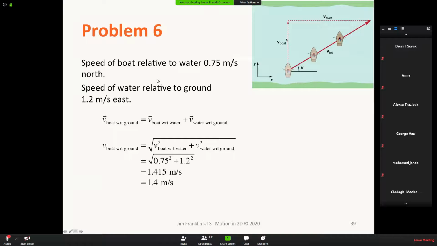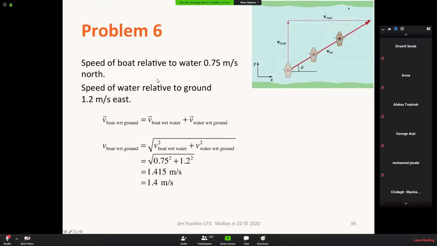So we want to add a vector in that direction plus a vector horizontally. And that's easy to do with Pythagoras. We just take the sums of the squares and then take a square root. So that'll be 0.75 squared, and this side is 1.2 squared. Add those squares, take a square root, you get 1.415 meters per second. Data's only to 2 figures, so the answer will only be more or less to 2 figures too.